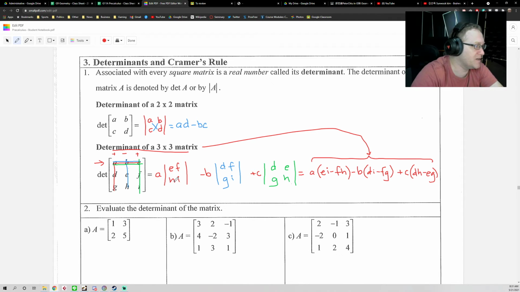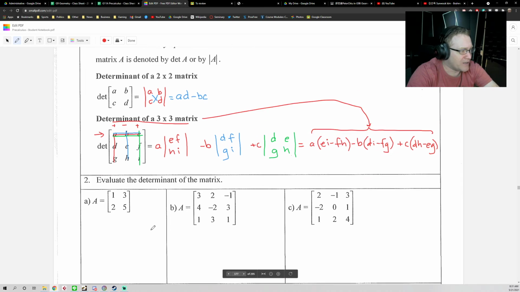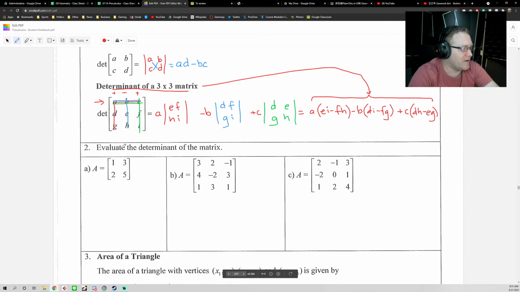So all you have to do is we're going to use the top row, A, B, C. We're going to use that to divide it up into 3 pieces, and then we're going to have a bunch of little 2 by 2 matrices. All right. So let's go down here and let's evaluate these determinants. We'll finish this off in the notes real quick.